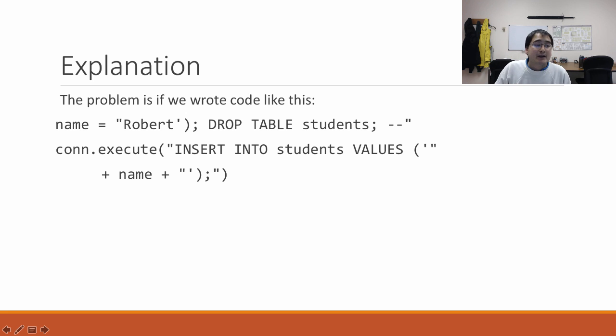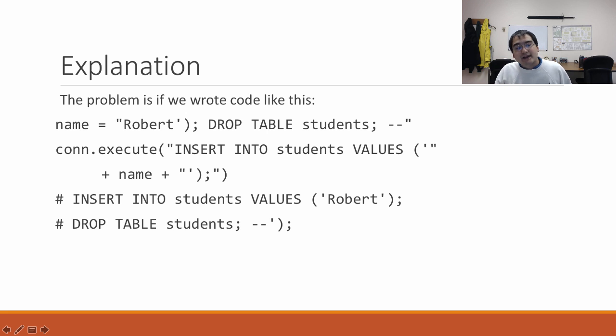But what if somebody gives something like Robert single quote parentheses and just like all this other junk in here? Well, for this particular input, if we actually build the string that would be executed, it would say insert into students values Robert, and then it would have this close single quote, the close single quote here, parentheses, semicolon, and then it says drop table students, semicolon, and then hyphen, hyphen, and then you add the rest of your string, your closing single quote, parentheses, semicolon.